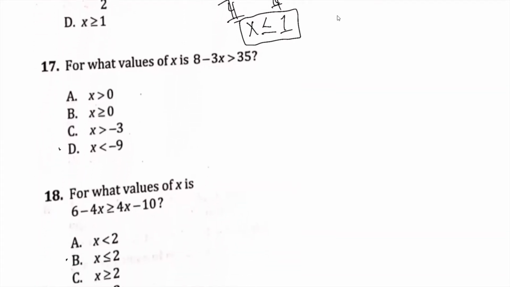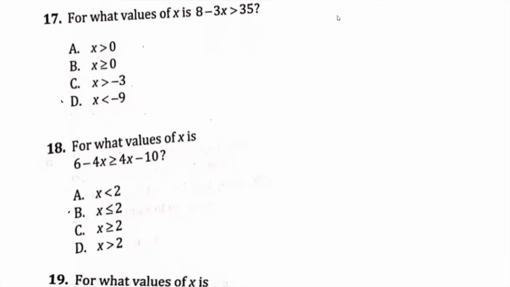Now the next one. So same process, solving for x. For what values of x is 8 minus 3x greater than 35? All right. So again, we can just start from here. Let's do this. Minus 8, 0. 35 minus 8 should be 27. So then we drop down the negative 3x is greater than 27.